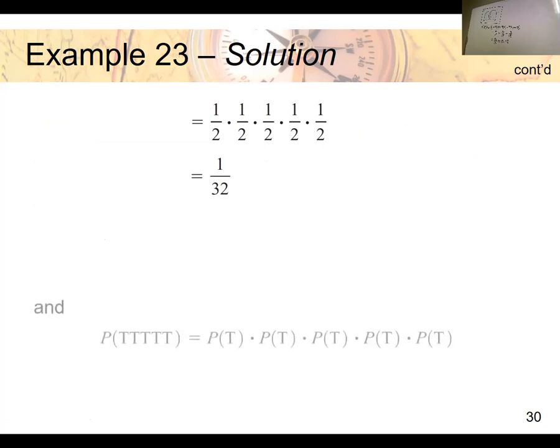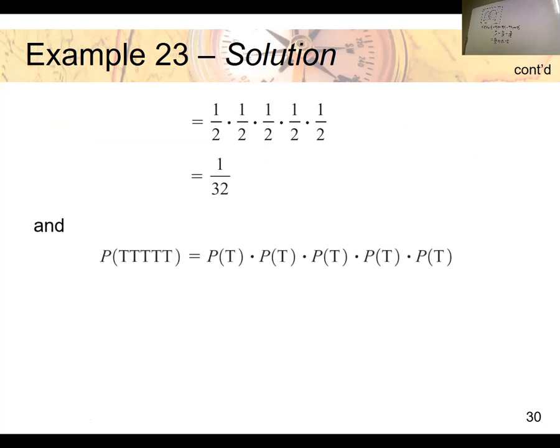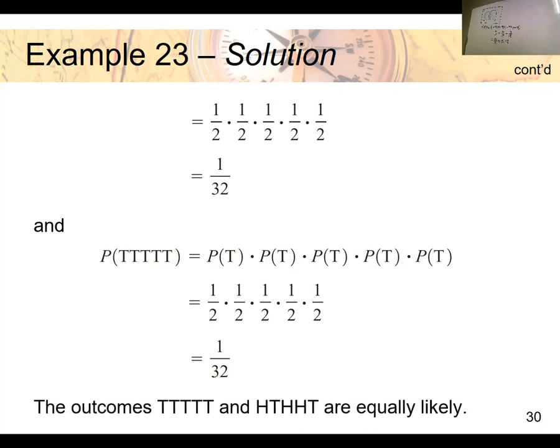And then for the probability of getting all 5 tails, we do the same thing, multiply each probability for getting a tail, which is also 1/2 times 1/2 times 1/2 times 1/2 times 1/2, and that's also 1/32 as well. So you're going to get the same probability here on both situations. So they're equally likely.